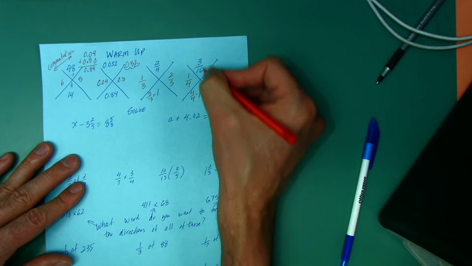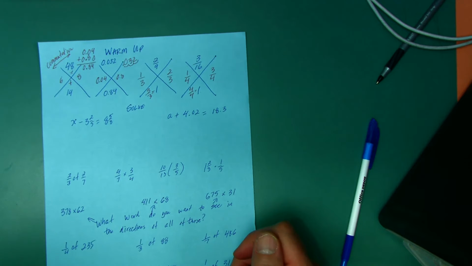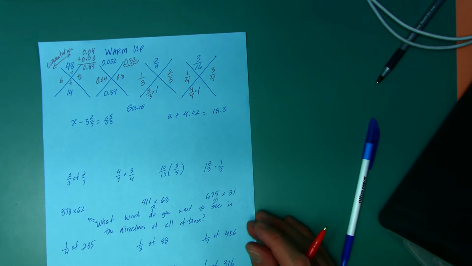And 1 times 3 is 3. 4 times 4 is 16. Okay? That fool you? That stump you? Well, good. That means you learned something new.